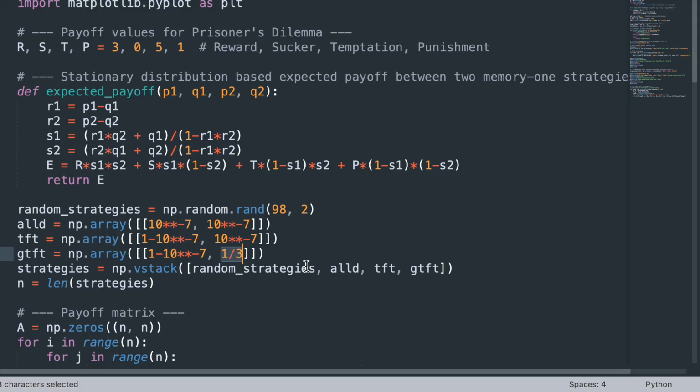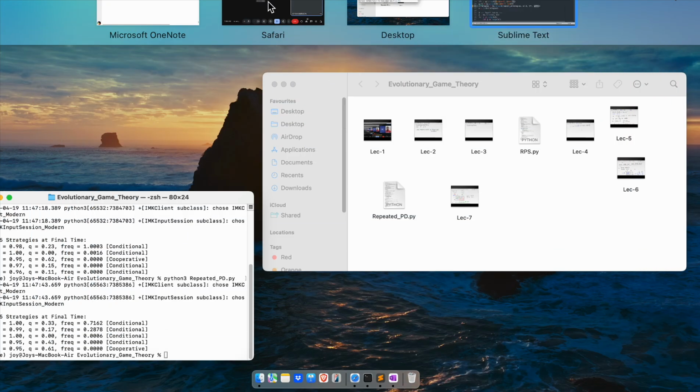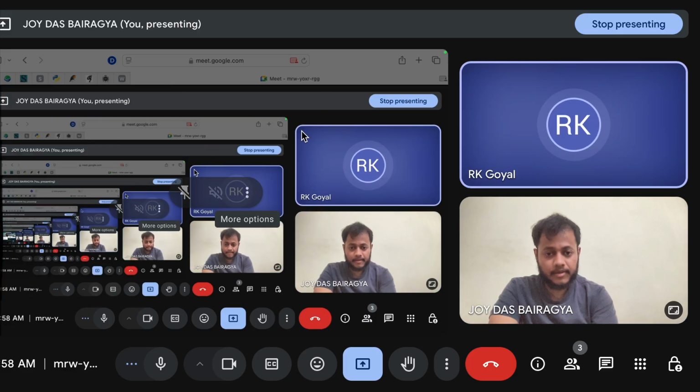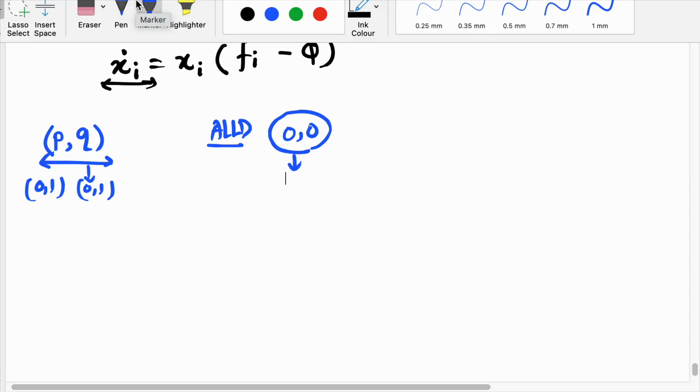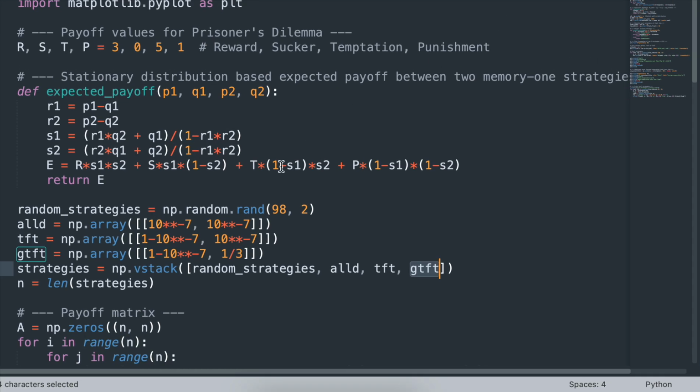Now, what will be my whole 100 strategy space? One is those 98 random strategies, one ALLD, one TFT, and one GTFT. Now I am sure that in my 100 strategy space, one TFT is present, one ALLD is present, one GTFT is present. Now is it clear? Yes. Okay. By the way, what's the purpose of the V stack at the end in the code? Why are we using it?